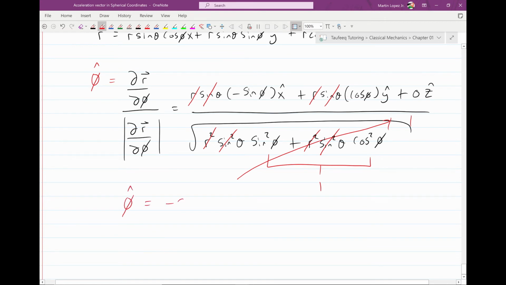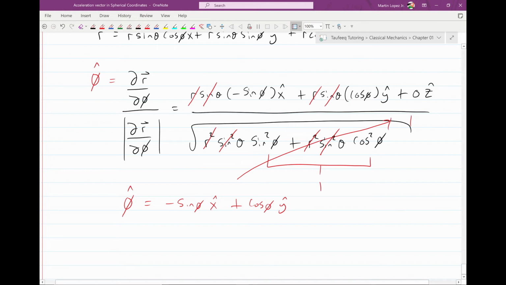And we have finished with phi hat. That is just going to be negative sine phi x hat plus cosine phi y hat. And it's the same thing, right? That's what we had in polar coordinates. So it's literally the same variable. We're measuring the same thing, but we're just calling it the azimuthal angle now. Okay? It's got a fancy name now.